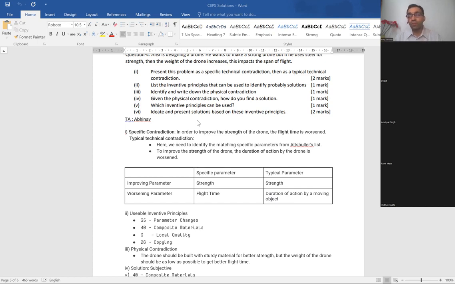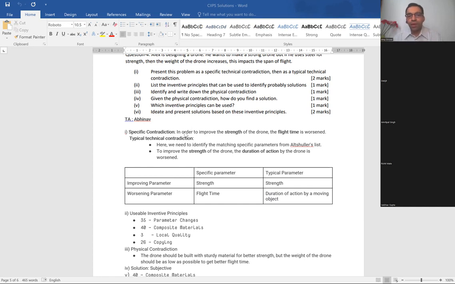So when you come to one of the parameters listed in the technical contradiction matrix, this 39 cross 39 matrix that we talked about, when you generalize the terms in the specific problem statement to the terms that are available in that technical contradiction matrix, then we say that becomes a typical contradiction. Is that okay? No sir, I am confused.